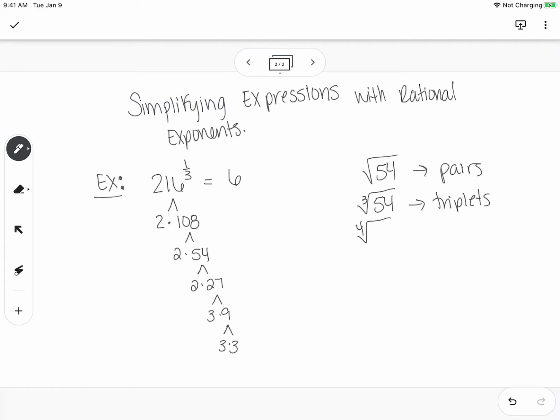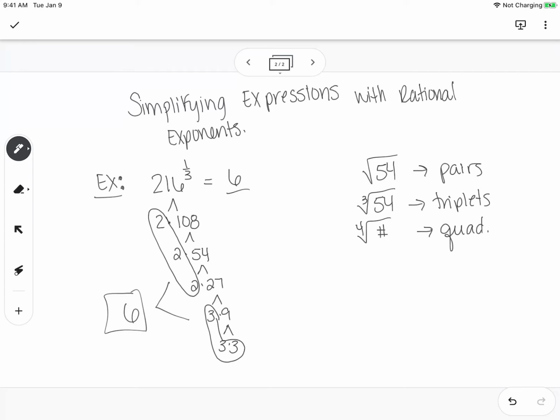With the fourth root, you would look for quadruplets, 4 numbers that are the same. So here I'm looking for 3 numbers that match. I have a group of 3 2s and a group of 3 3s. Well, I know 2 times 3 is 6. And of course, that's what we got with the calculator. Calculator's a lot simpler. And I think most of these are going to be perfect numbers, so you don't have to worry about getting a radical answer.